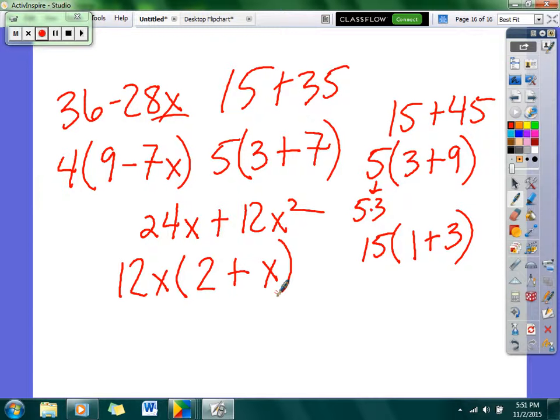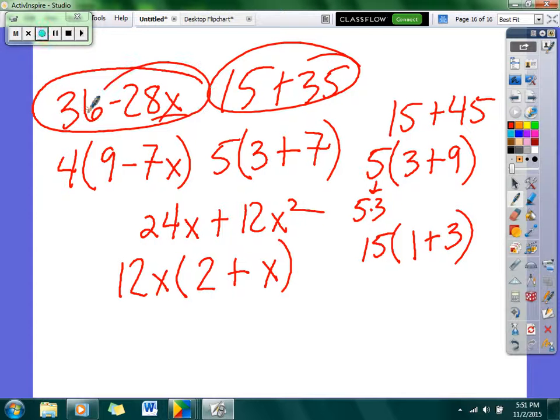That's advanced, all right? So hopefully there's none like that, but if you're looking for a challenge, I can give you a couple problems like that so that you can take out both variables and the greatest common factor. But mainly you need to know problems like 15 plus 3x, and you need to know 36 minus 28x, okay?